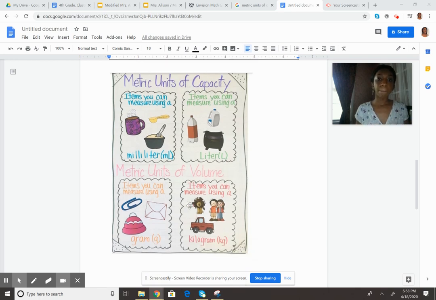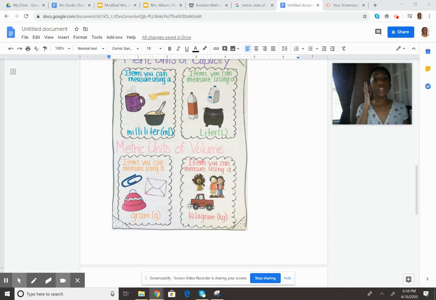Okay, all of that substance, that liquid that's holding that stuff in, would be those liters that you can measure with. Okay. Items you can measure using grams. You can measure using grams a paper clip. You can also use a hat, an envelope, also a pen or pencil, anything of that sort, okay?